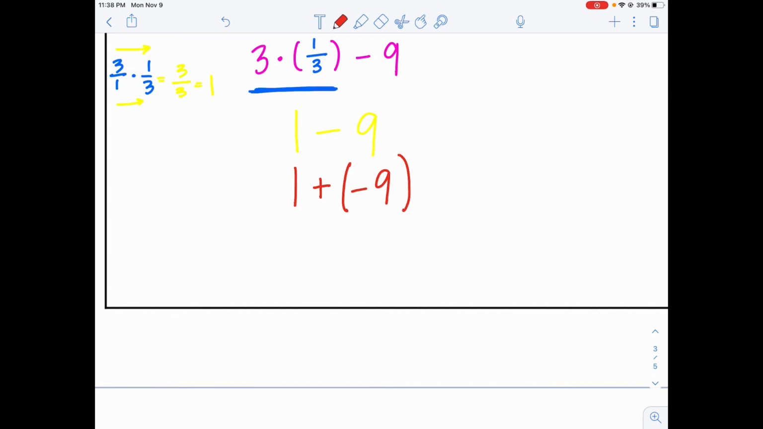They have different signs. Different signs mean that I would need to subtract. 9 minus 1 is 8. 9 is the bigger number. 9 is negative. My answer will be a negative. Ladies and gentlemen, if you plugged 1 minus 9 into your calculator, it would immediately have taken you down to this -8. And that's perfectly acceptable. Use the calculator to your advantage.